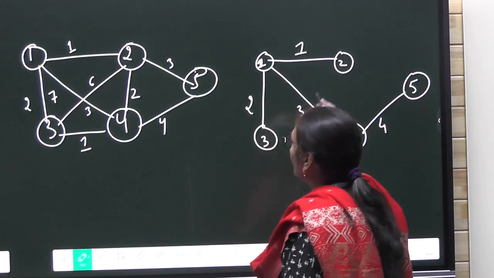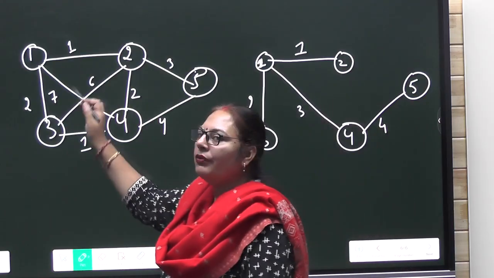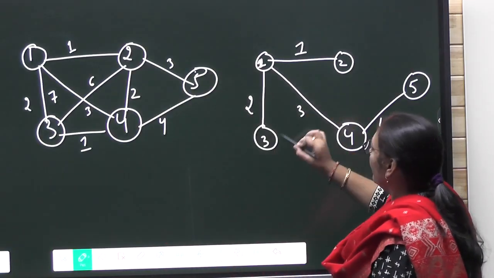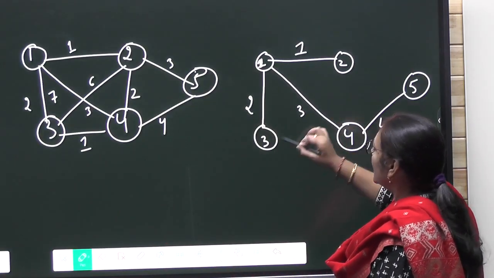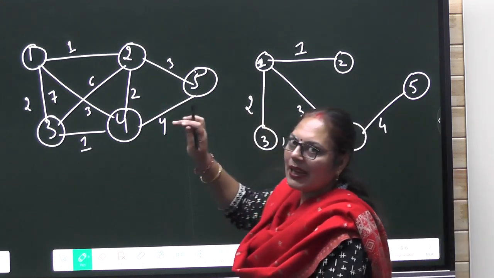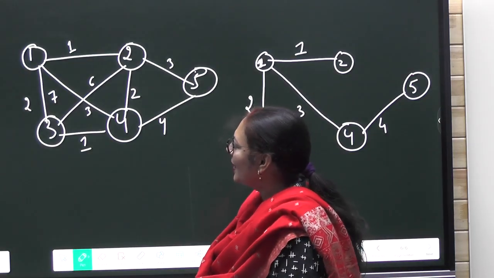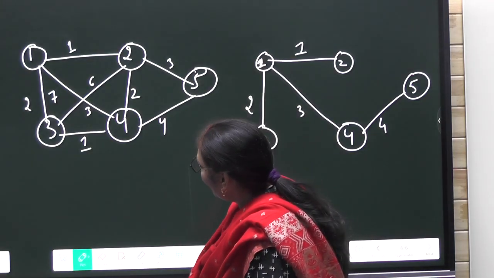6 is this one, from 2 to 3. But if you pick 6, it will be making one cycle. If you see, if I do this, it will be a closed path. That means a cycle has been formed. So you have to ignore this edge. The next minimum is 7.